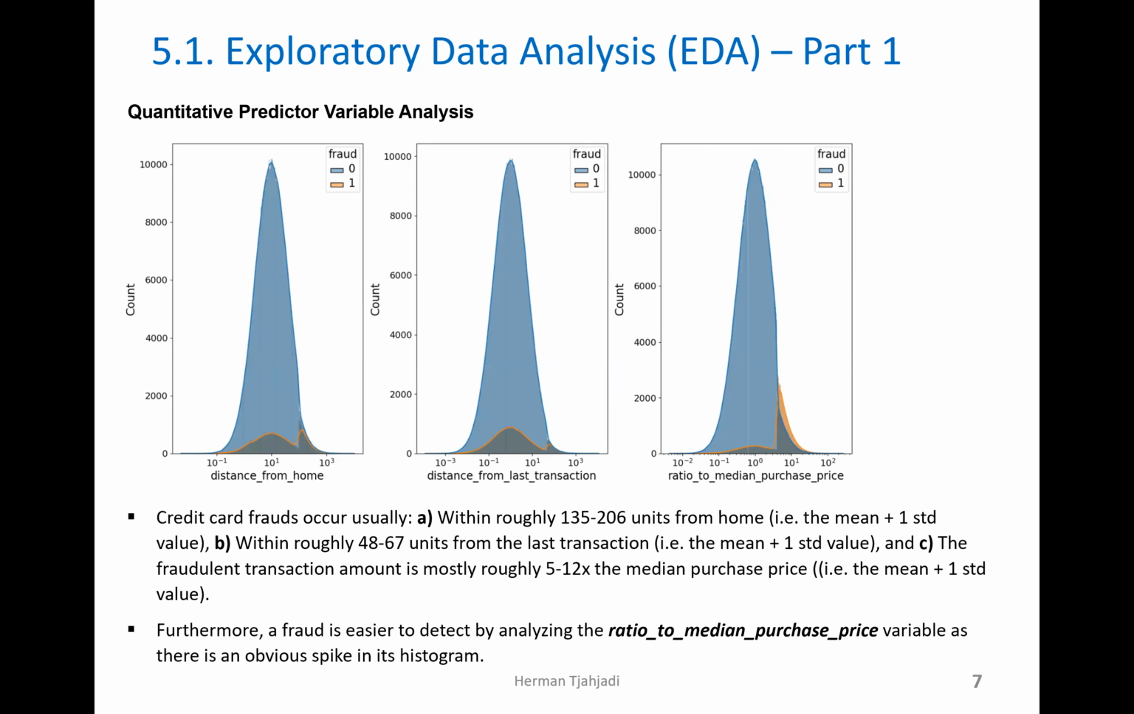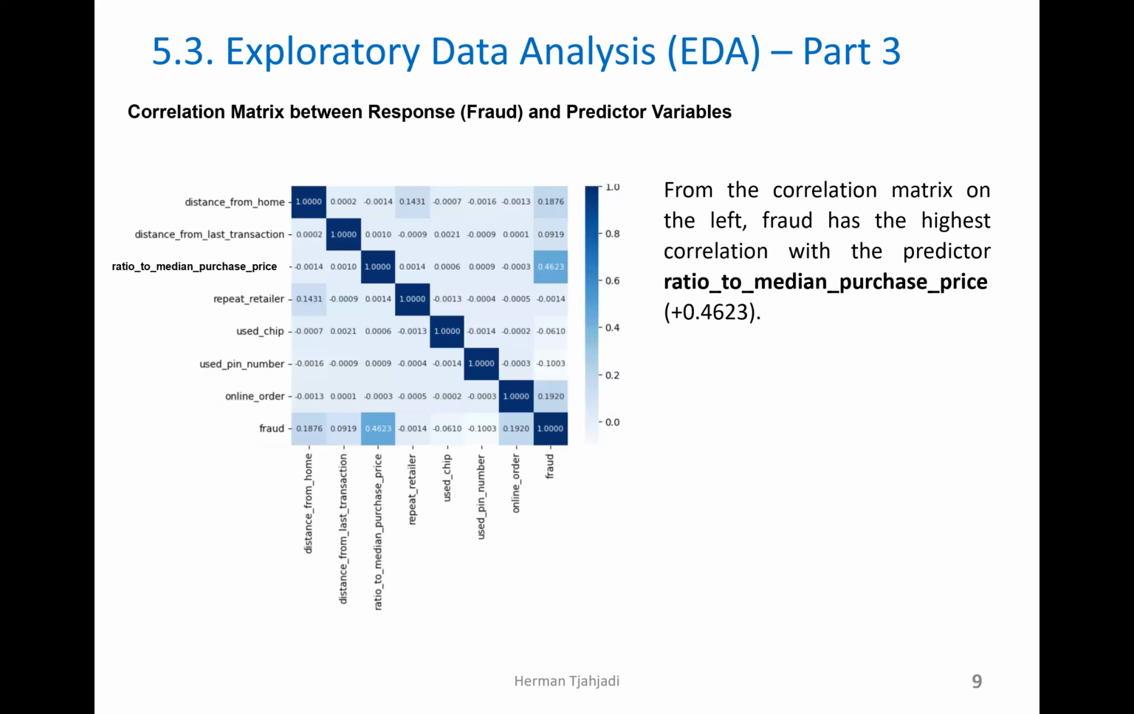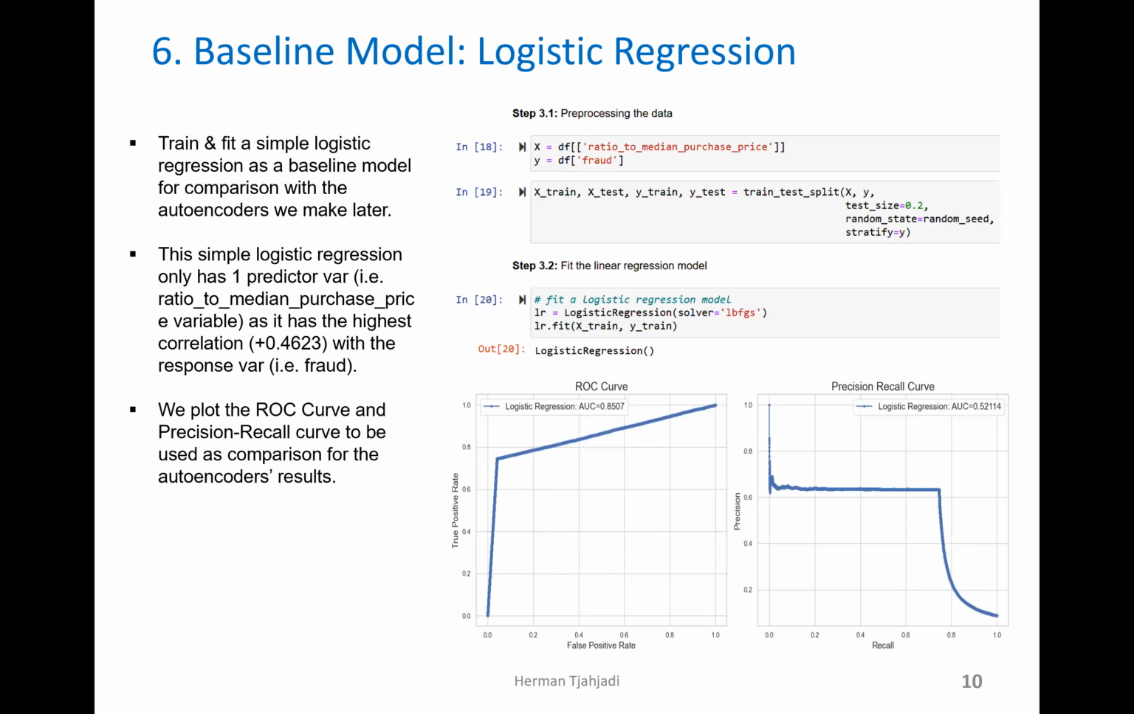So based on the quantitative predictor variable analysis, ratio to median purchase price is the best predictor because it has a very high spike in the histogram. And based on the categorical binary predictor variable analysis, credit card fraud happens more with repeat retailers, more on online transactions, and occurs more with credit cards that don't have chip or PIN numbers. And based on the correlation matrix, ratio to median purchase price is the best predictor because it has a very high correlation with fraud. And this is an example of the logistic regression that I mentioned earlier.